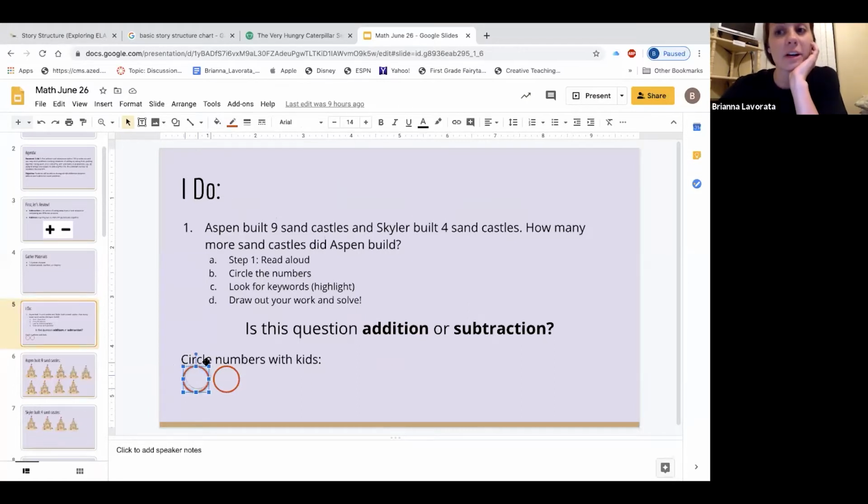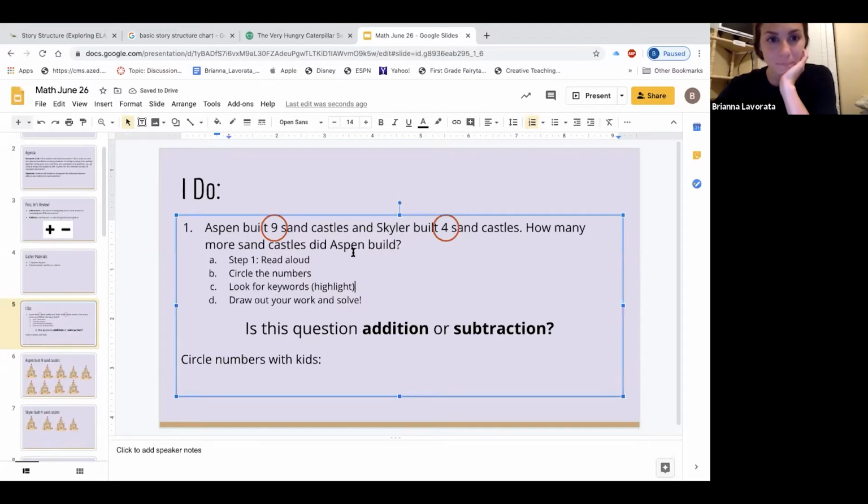So together we're going to circle, we see the number 9, right? Aspen built 9 castles. And my word problem also says that Skylar built 4 castles. So we're going to go ahead and circle 4. My next step is going to be looking for some keywords, okay?